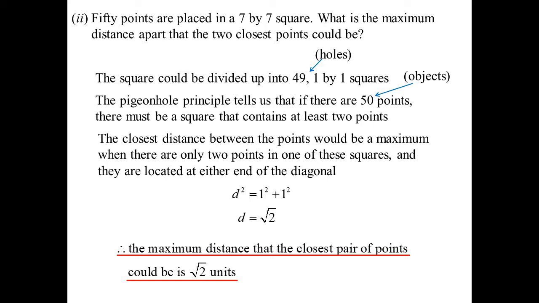Okay, so it has to be the 2 closest points, which you would think have to be the 2. Well, it's not necessarily going to be the 2 that are in the same box, because they might be right next to each other in 2 adjoining boxes. But because we want the maximum distance that could be, I'll go, right, they're in the same box, and I'll put them on the endpoints of the diagonal.